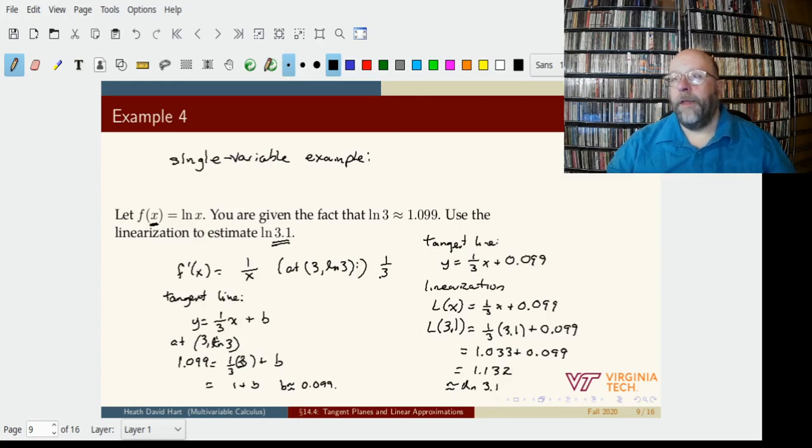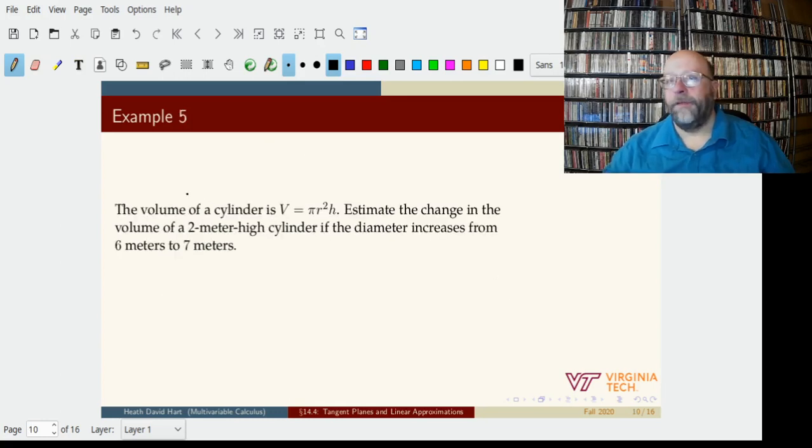Okay. We calculated the derivative. We figured out what the b was in the tangent line. We found the tangent line. The linearization is the same thing, just written in the form of a function. We plugged 3.1 into that function, and we calculated a value which is approximately the natural log of 3.1. All right, so let's try a multivariable example for this. Here's a multivariable example.